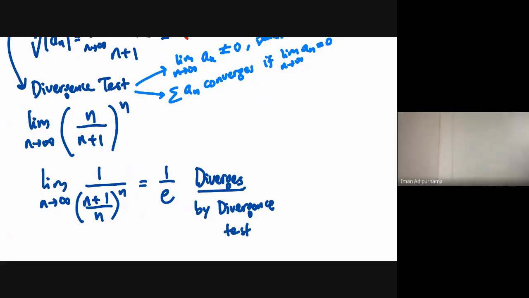And that's why the test is called the divergence test, not a convergence test. Because we can definitely say a series diverges when the limit is not zero. When it's zero, it might be convergent, but it's not 100% convergent. We need to test with another method. So that's the root test.